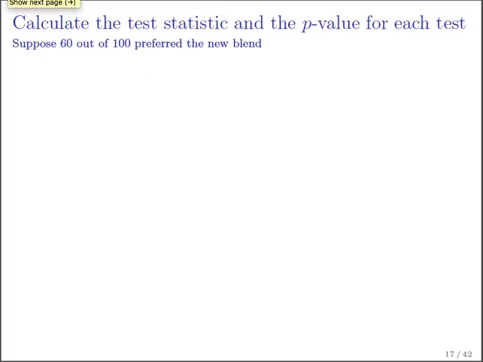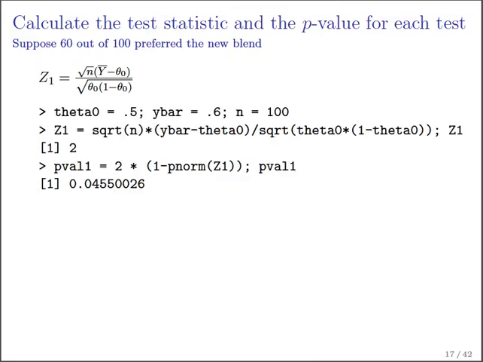Calculate the test statistic under the assumption that 60 out of the 100 preferred the new blend. Z1 is, yeah, there it is. So theta 0 equals 0.5, y bar is 0.6, n is 100, and this line just exactly calculates this test statistic. The semicolon means you can put more than one R command on a single line. Typing Z1 means display it, send it to the standard output, and the answer is 2.